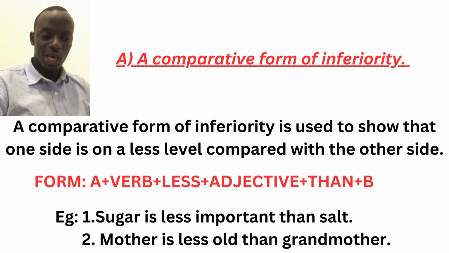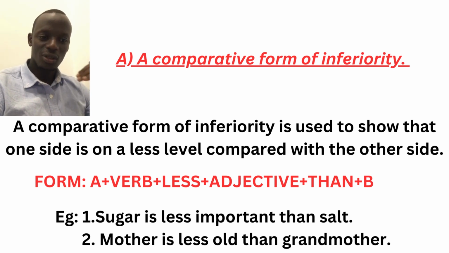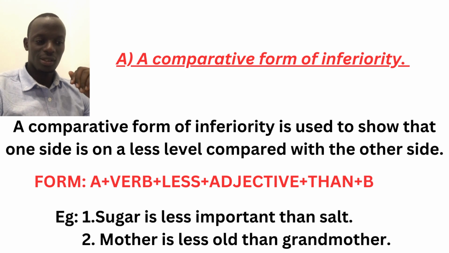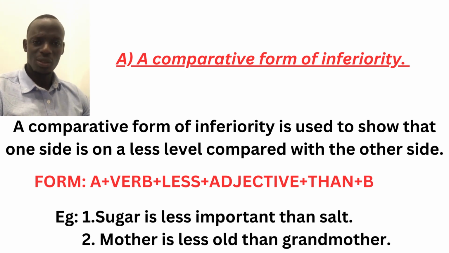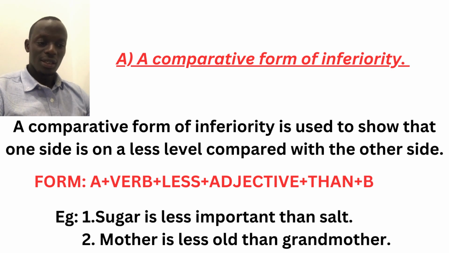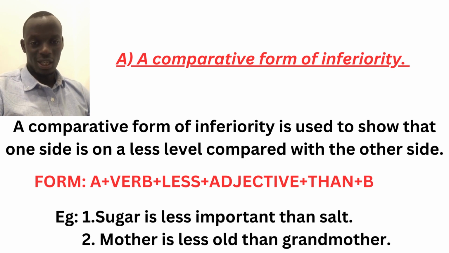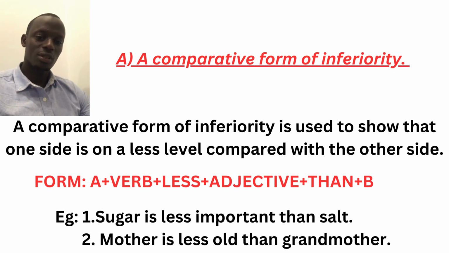we take something A, then plus verb, then plus the word less, then plus an adjective the way it is without changing it, then plus than, then finally plus the other thing we are comparing to. For example, we have sugar and salt. Of course they are both important in our lives, but we say that sugar is less important than salt. You understand? Sugar is less important than salt.